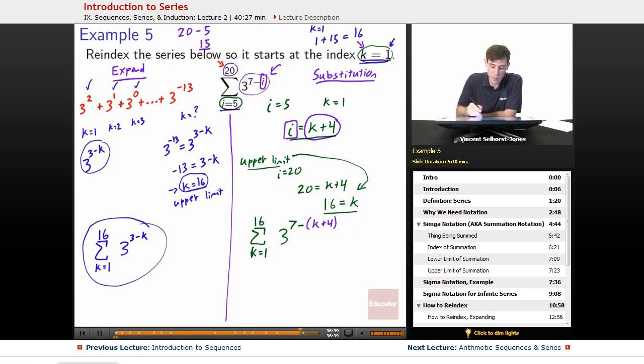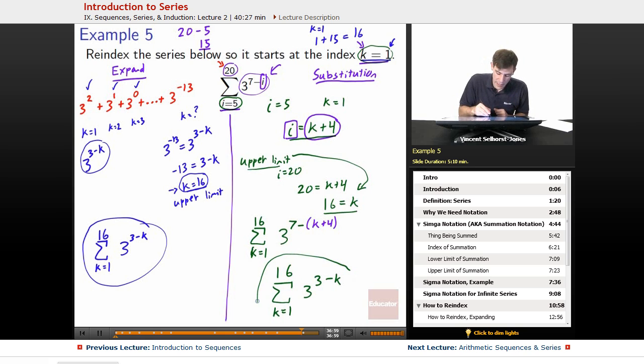We can now work this out and simplify it. Since it's the upper limit and lower limit and index, none of those will change. We're just simplifying what's on the inside. So 3 to the 7 minus quantity k plus 4, so minus k and minus 4. 7 minus 4 gets us 3, and minus k gets us 3 minus k in the exponent.